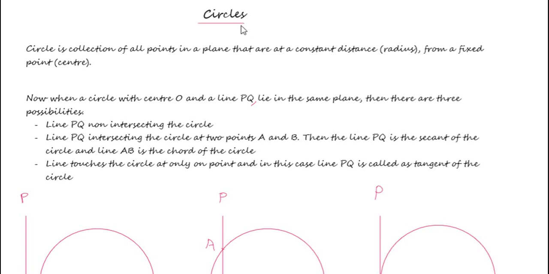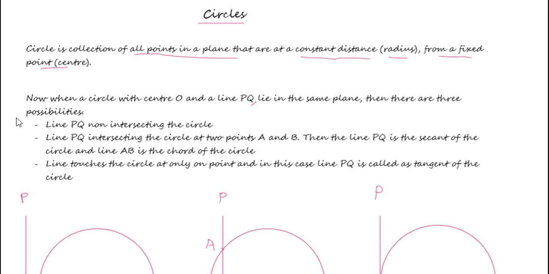Circles. We'll have only one module under this chapter, circles. What is the definition of a circle? A circle is a collection of all points in a plane that are at a constant distance from a fixed point. The fixed point is the center and the constant distance is the radius.